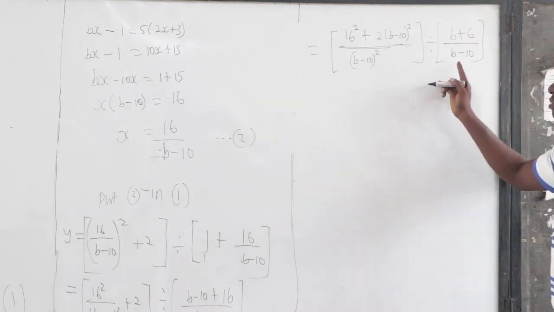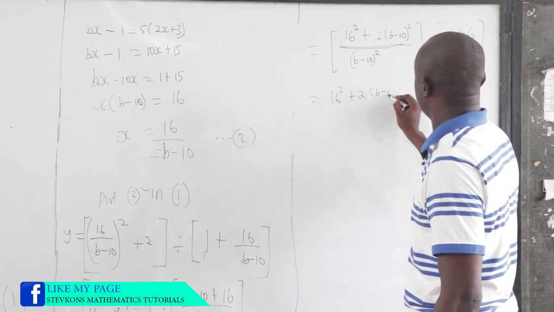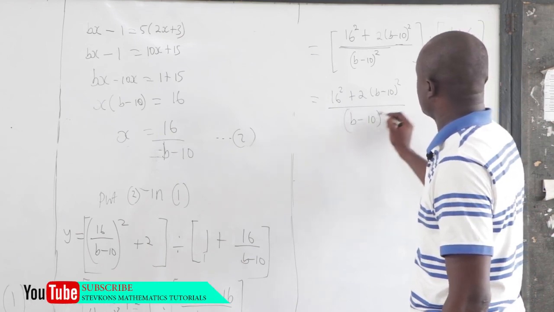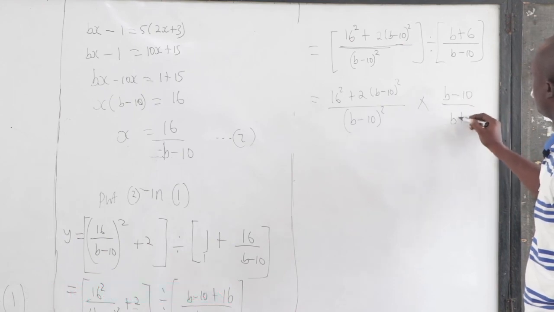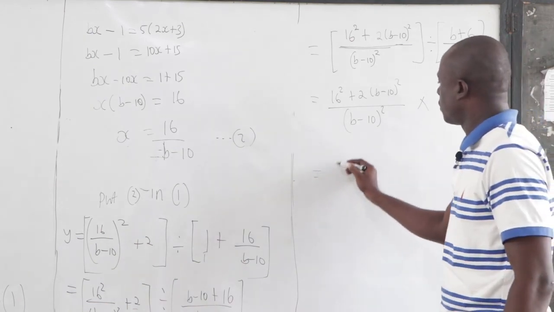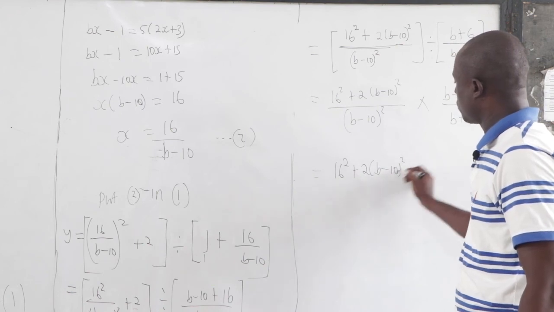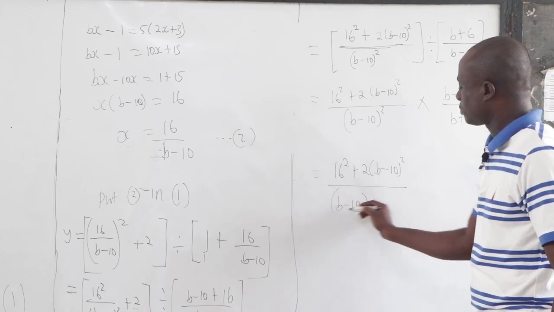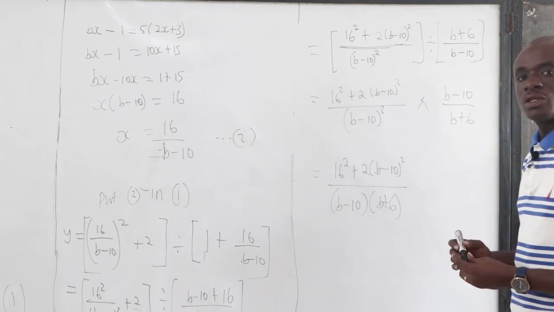Now division will change to multiplication. So we have (16 squared plus 2(b minus 10) squared) all over (b minus 10) squared times, then this will reciprocate, (b minus 10) all over (b plus 6). Now this will cancel one of this. So in a nutshell, we have (16 squared plus 2(b minus 10) squared) all over, this will cancel one of this, so (b minus 10)(b plus 6). And this, you can leave it this way.